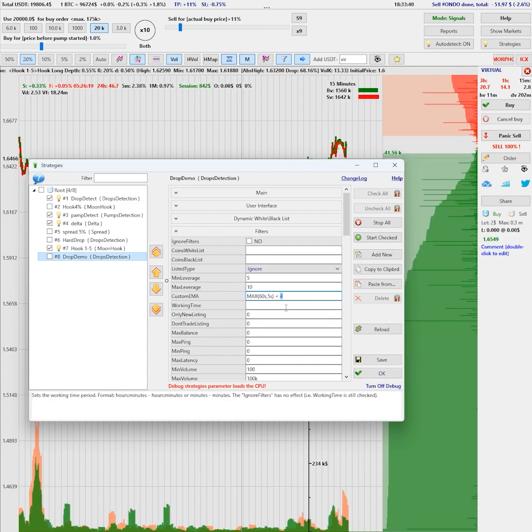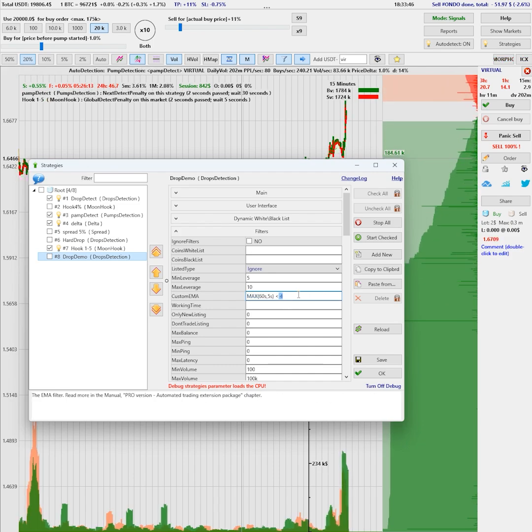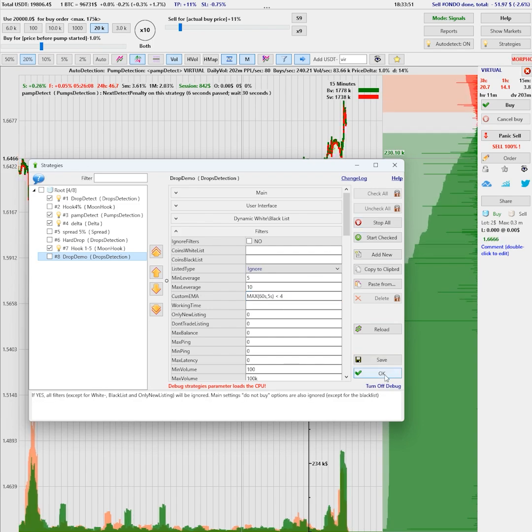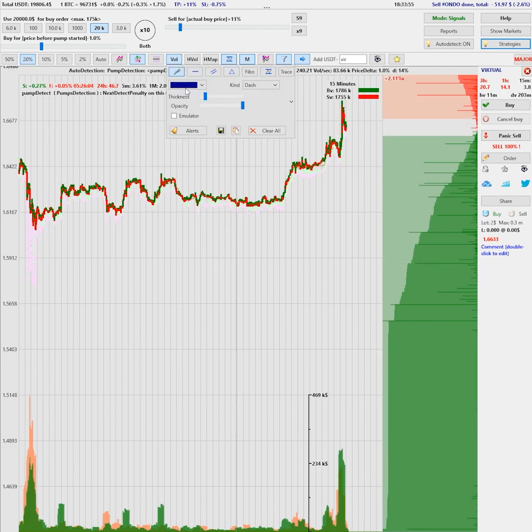And it's going to be, let's say, less than 4. So this is the format of the formula. You do this formula, and then you compare that to some sort of number that is in percent. Okay, so what this does, let me actually draw on the chart.